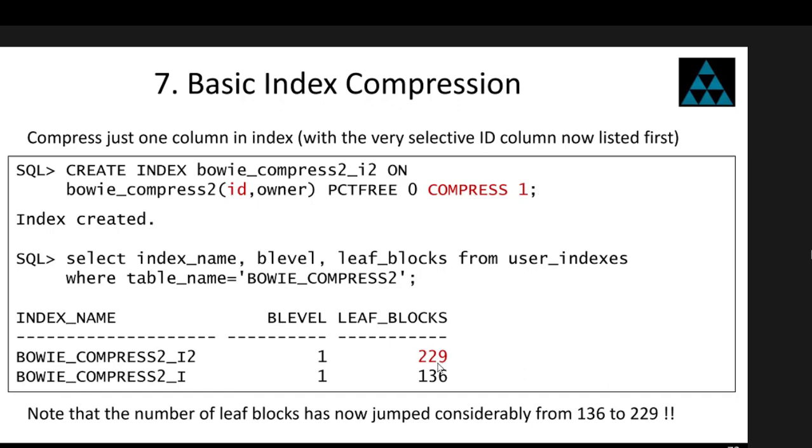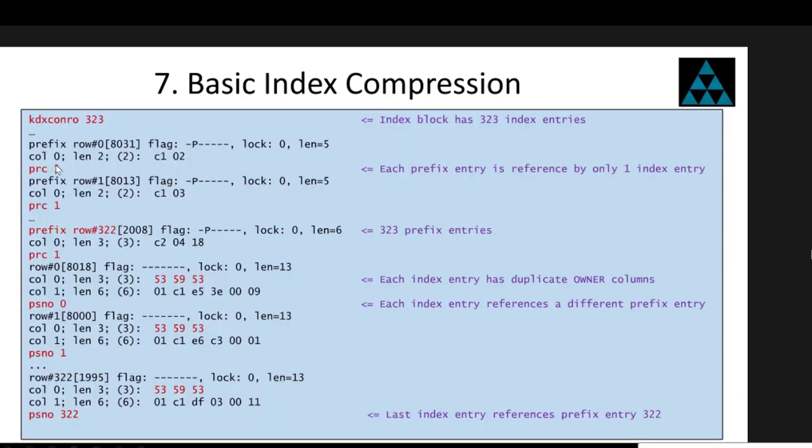Because now if I look at my leaf block, each prefix of ID only has one associated index entry, every single one. And in fact, I'm actually making things worse, not better. Why? Because the prefix table comes with its own set of overheads. It has lock flags and delete flags, and there are other associated overheads as well. So if I'm not getting any benefit from deduplication, I'm actually making this index bigger, not smaller.